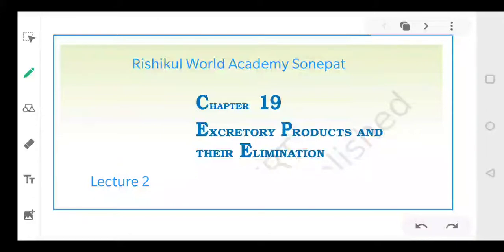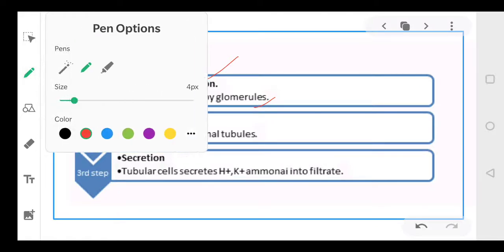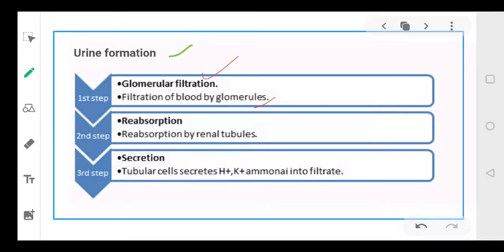We'll start with the chapter, and today we'll be dealing with a very interesting topic, that is urine formation. How is urine formed in your body? Basically there are 3 steps involved in urine formation. First is glomerular filtration. In this process, there is a filtration of blood by the glomerulus. Now can you tell me where the glomerulus is present? Very good, it is present inside the Bowman's capsule. So the glomerulus will filter the blood. So the first step is called glomerular filtration.